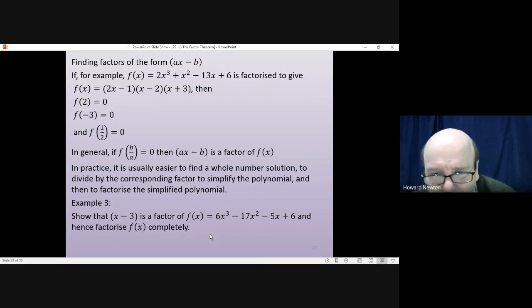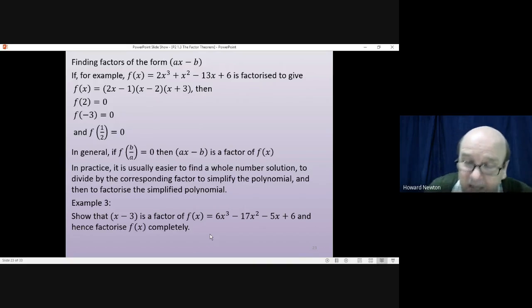So example 3, we've got a cubic equation, 6x cubed. The moment you see that 6 there in front of the x cubed, you know that at least one of the brackets is going to be awkward. But we've been told that x minus 3 works. We need to prove that it does. So you try x equals 3, show that equals 0. Once you've shown that it works, then divide the cubic by x minus 3 using the method that you learned in the last lesson. When you divide by x minus 3, you should get a quadratic for the quotient. And you then factorize the quadratic just by the normal method for factorizing quadratics.